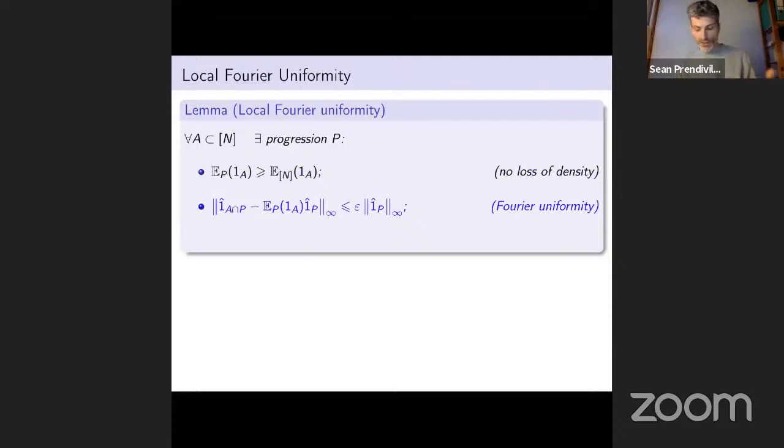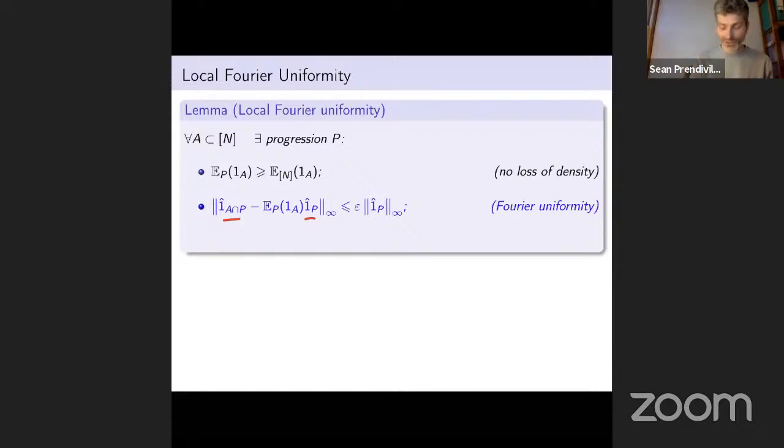And the second conclusion is that I'm Fourier uniform on the progression. If I compare the indicator function of the set intersected with the progression, that's comparable to this rescaled Fourier transform of the indicator function of the progression. And we've rescaled by the density of our set in the progression.